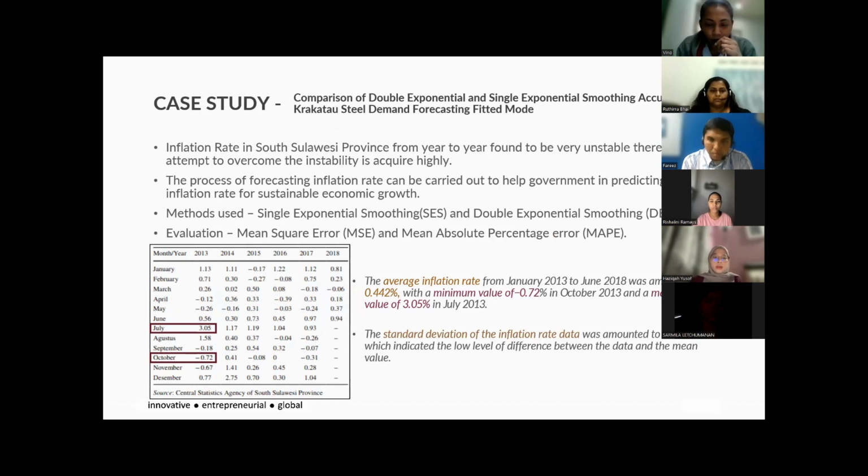Okay, this case study is regarding the forecast on inflation rate in South Sulawesi province, using the exponential smoothing method. There are two methods that they use in this case study, which are single exponential and also double exponential smoothing. The prediction results and evaluated results use mean square error and also mean absolute percentage error.